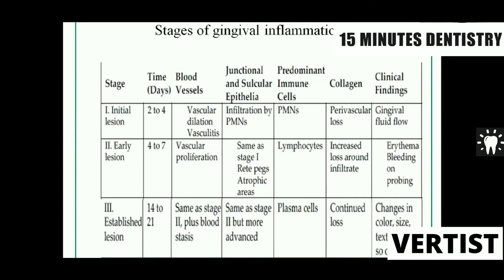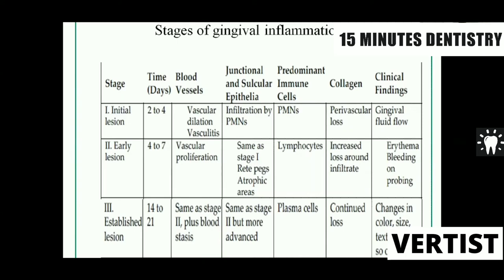Now we'll see what are the stages of gingival inflammation. Initial lesion, early lesion, established lesion, and the advanced lesion. These are the stages, but there is no exact demarcation as such. Between 2 to 4 days, you can see the initial lesion, where there is vascular dilatation, and in the initial stages, polymorphonuclear cells arise at the site. Then there is a perivascular loss of collagen and there is an increased gingival fluid flow.